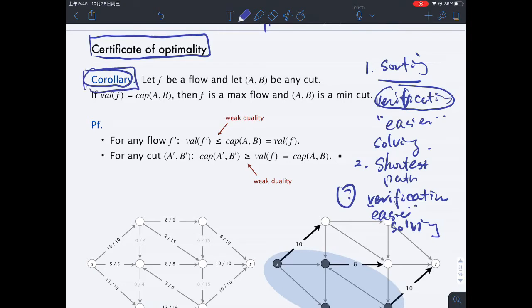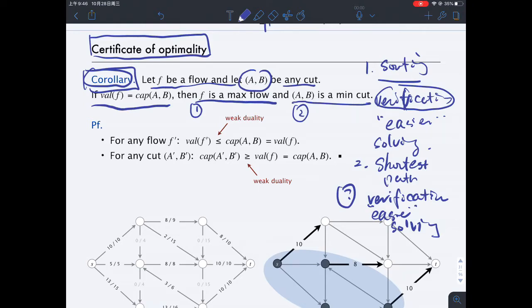Let's move back to this corollary. The corollary says that if F is a flow and A, B is a cut, in case the value of the flow is the same as the capacity of the cut, then we can claim two things. The first thing is that F is a max flow. The second thing is that A and B is a min cut, right?